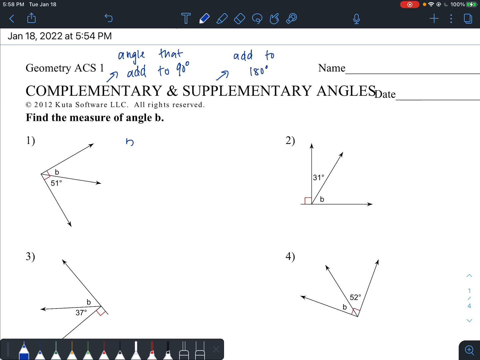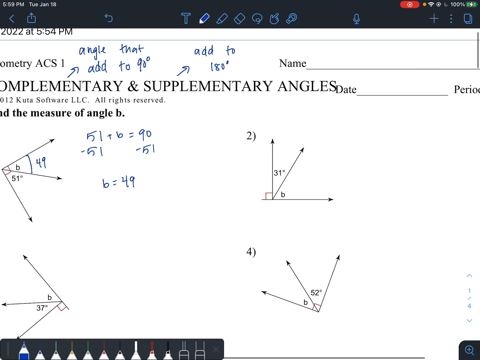So if we make an equation of 51 plus B has to be equal to 90, we give ourselves an algebraic equation that we can solve for. So here I can subtract 51 from both sides, and I end up with B equal to 49 degrees. So this angle, which is 49 degrees, which has to be angle B, plus 51 is equal to 90 degrees. Okay.